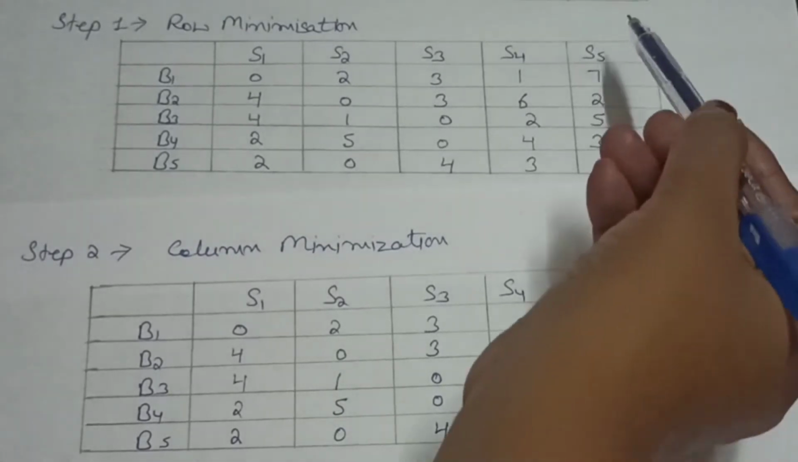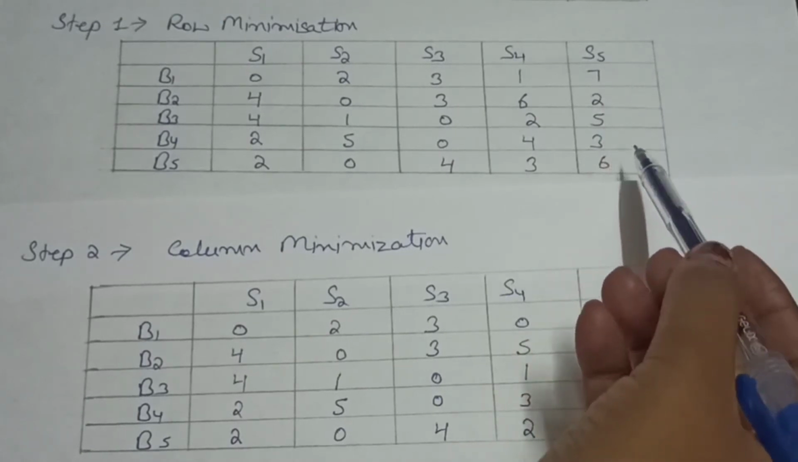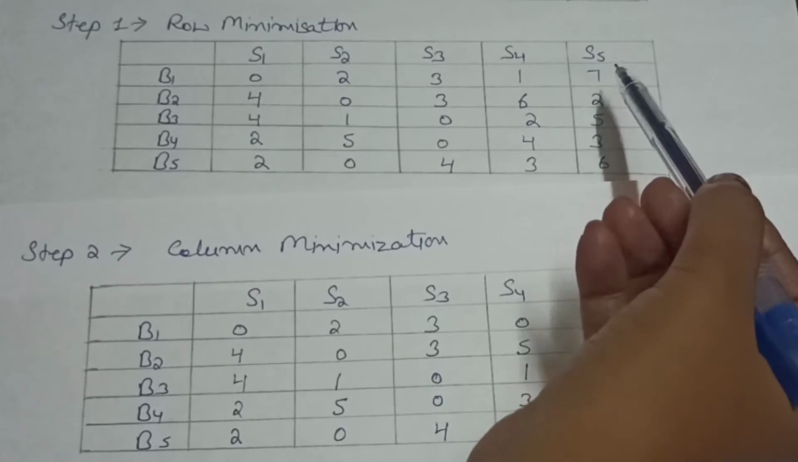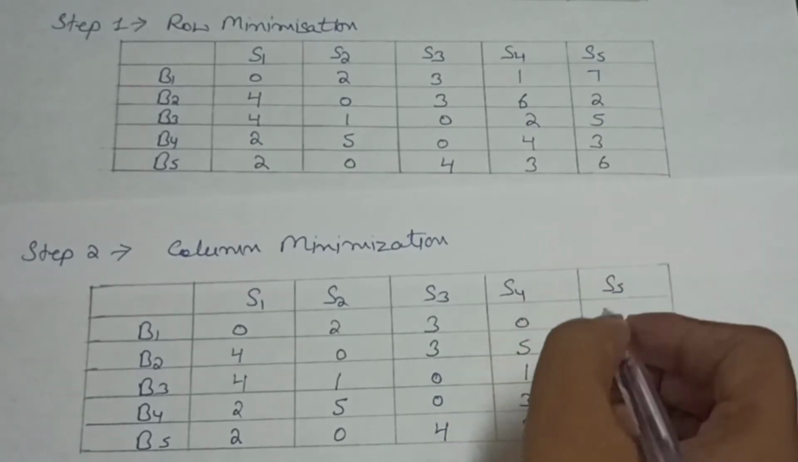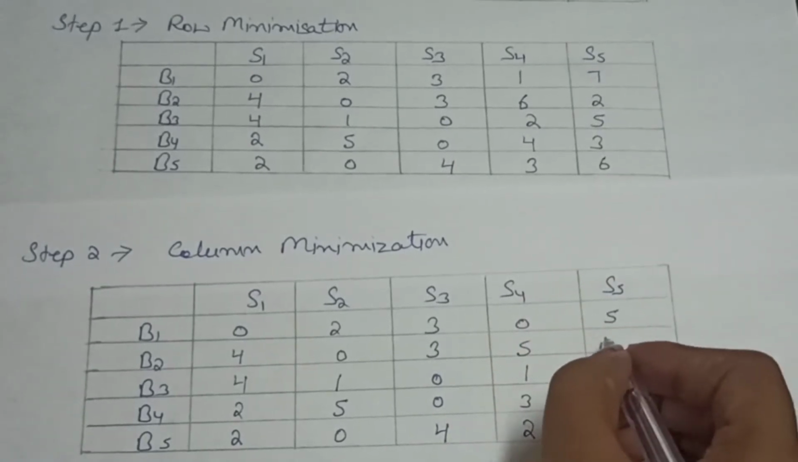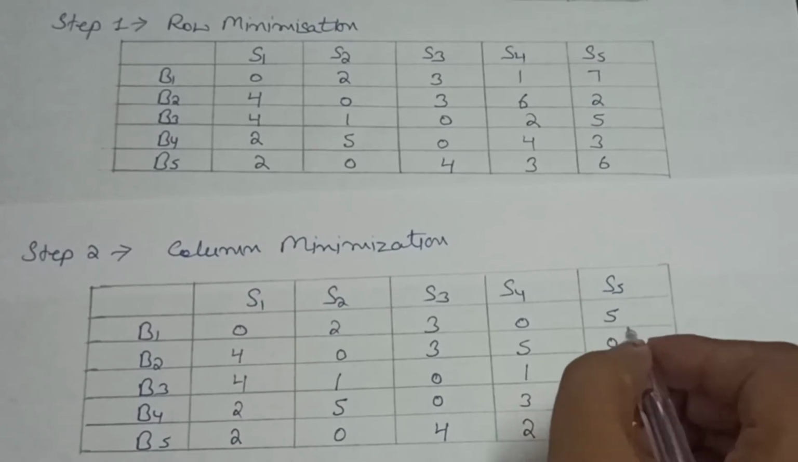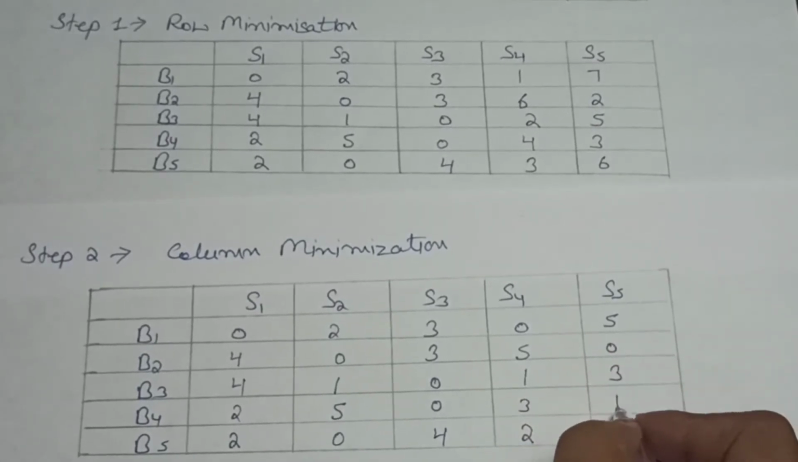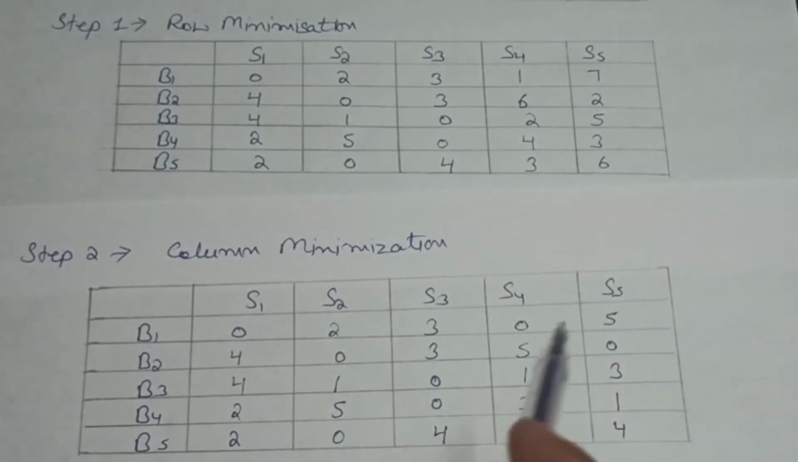Now we will go to our last column, the fifth column. Here 2 is the minimum element, so we will deduct this 2. 7 minus 2 is equal to 5. 2 minus 2 is equal to 0. 5 minus 2 is equal to 3. 3 minus 2 is equal to 1. 6 minus 2 is equal to 4. So students, this is our second step. Now we will go to our third step.